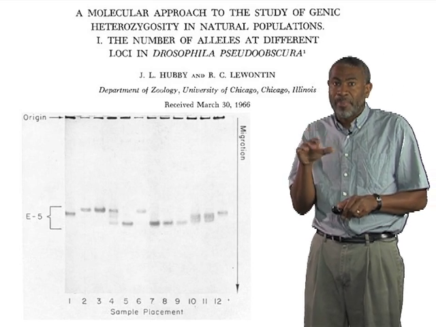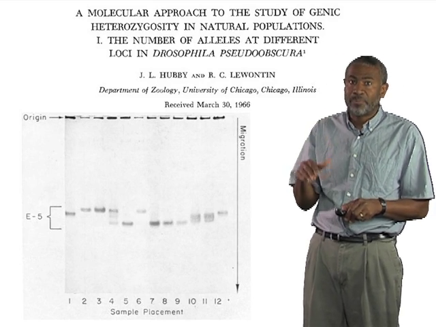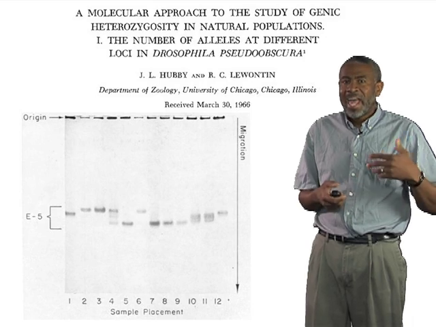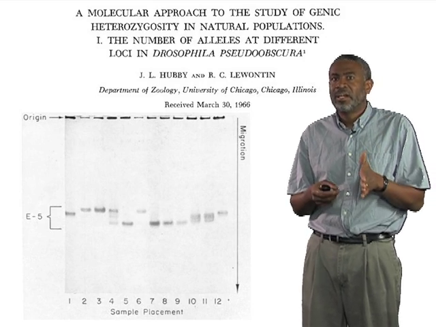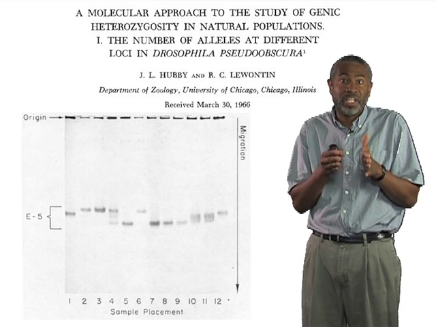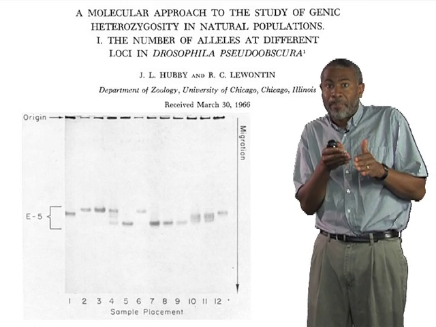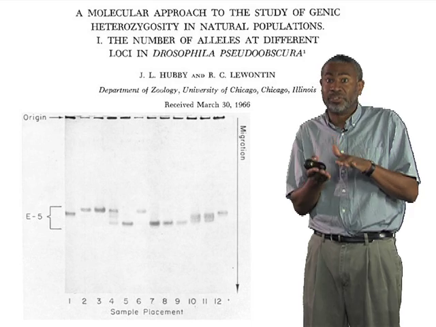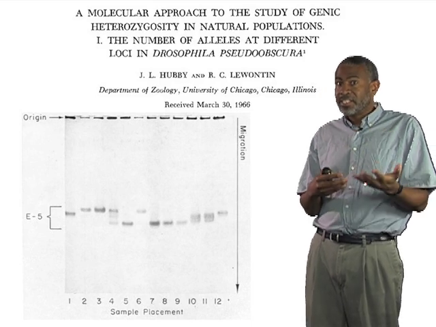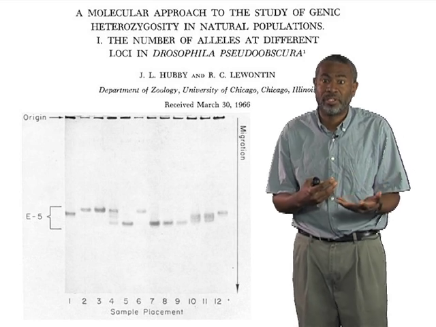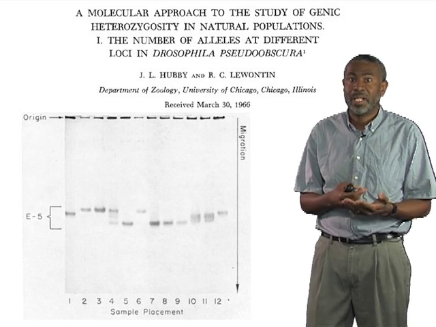You can see that the bands vary in their distance from the top to the bottom. And what these are, are protein variants. Each lane going from top to bottom represents a different individual. And the different bands you can see are different alleles within one particular locus, one particular gene, in this case in the fruit fly Drosophila pseudoobscura.